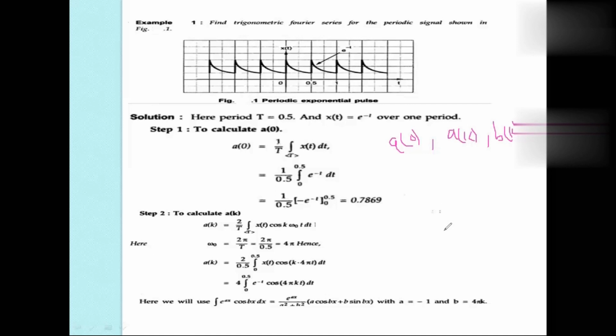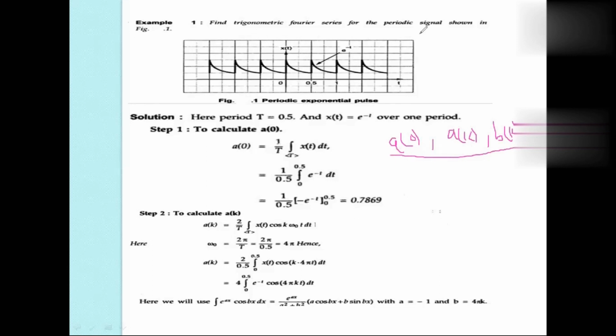Following, my dear students, x of t has three terms. The first term is A of 0, and the second term has a coefficient A of k with a cosine function, cos k omega naught t. And the third term, B of k, is the coefficient for the sine function. So first of all, you find A of 0, A of k, and B of k, all of which are nothing but coefficients. After that, we can substitute in x of t.